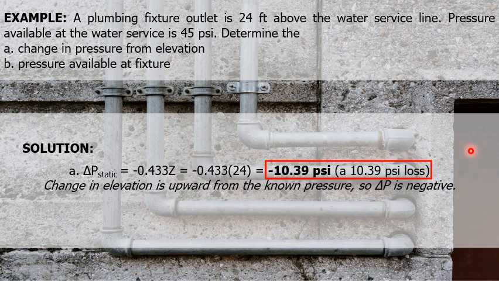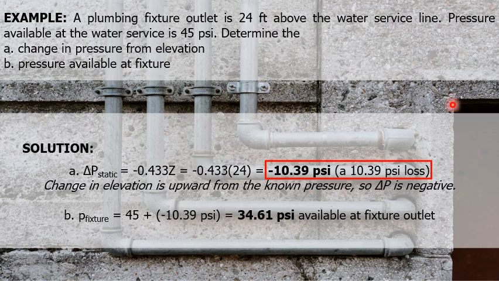Second, we need to solve for the pressure available at the fixture. And that is equal to the algebraic sum of the pressure available at the water service, which is 45 psi, plus the static head, which is negative 10.39. Calculating, that is equal to 34.61 psi, which is the pressure available at the fixture outlet.